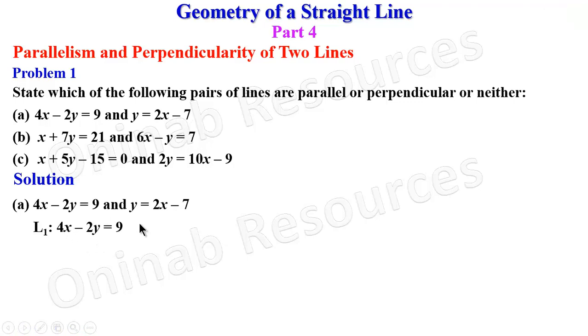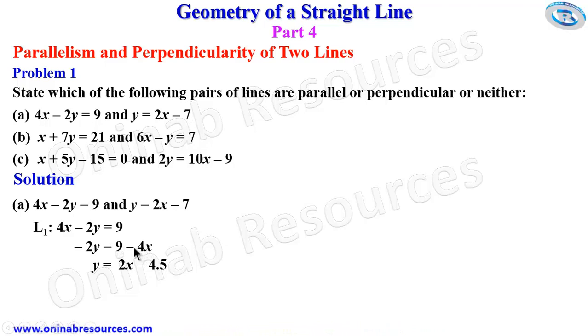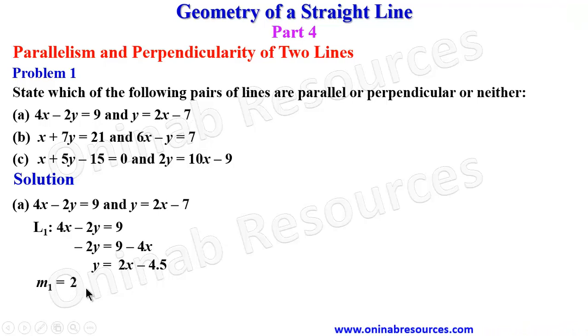So taking this to the other side, we have negative 2y is equal to 9 minus 4x. Dividing through by negative 2, we have y equal to 2x minus 4.5, since negative 4x divided by negative 2 gives us 2x, and 9 divided by negative 2 gives negative 4.5. So we can see now from here, the gradient of this line, which is the coefficient of x, is 2.